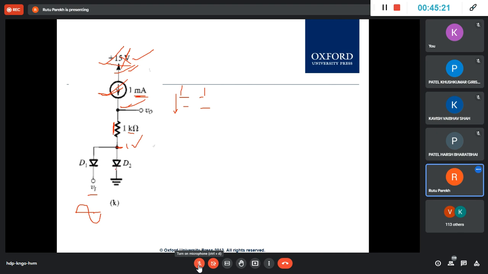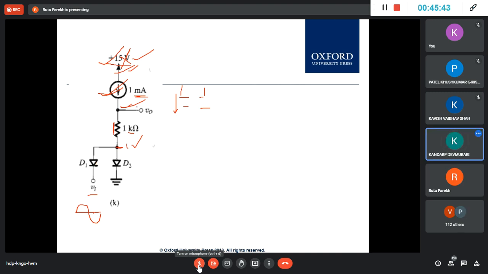D2. Is your D2 forward bias? So this is at this potential, ground. It will become ground. And this is all positive going. So this guy is what? Reverse biased. Are you getting me?